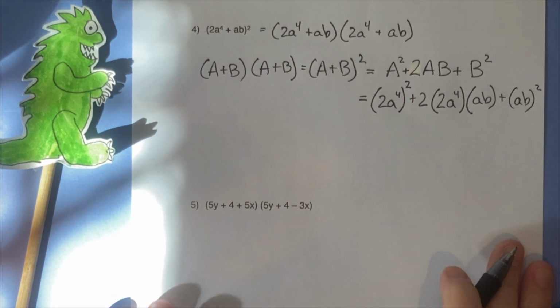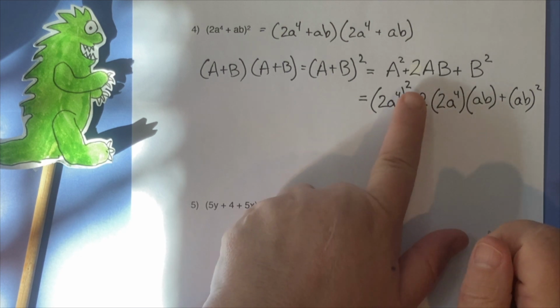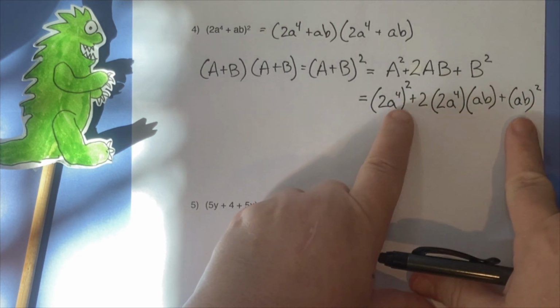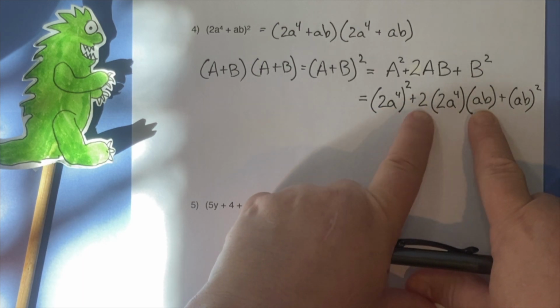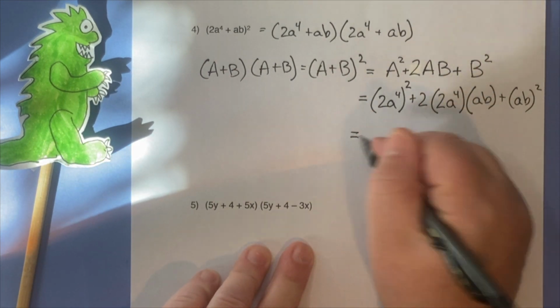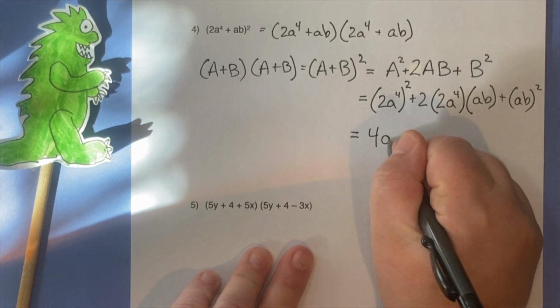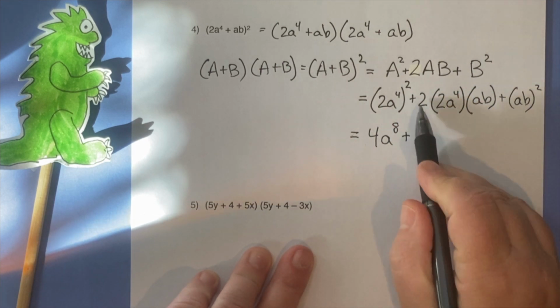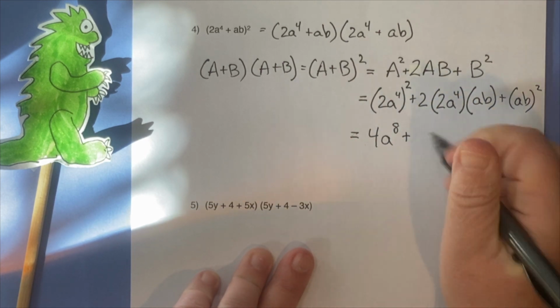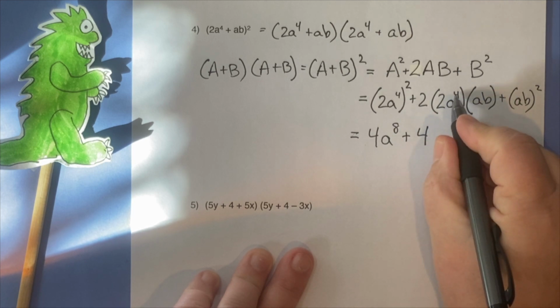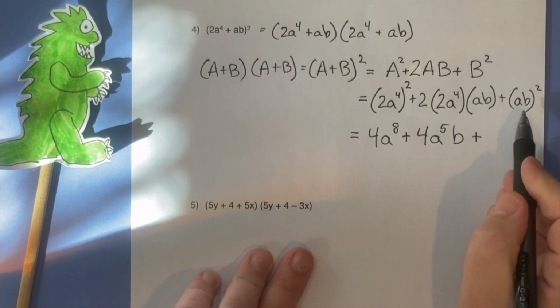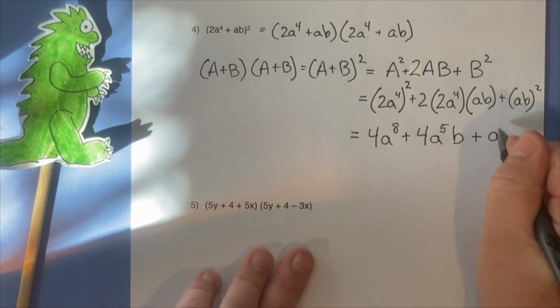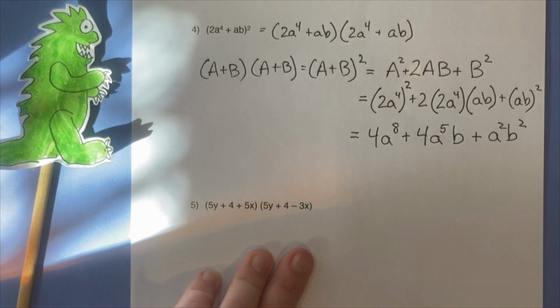So again, look at what this looks like. It's the first term squared, it's the last term squared, and then you bring them together and multiply by 2. Okay, so I already did this. This is 4a to the 8th plus, now this is a lot going on. 2 times 2 is 4. I've got an a to the 4th times an a and a b. And then over here, I've got ab, the quantity squared, a squared, b squared. Woohoo!